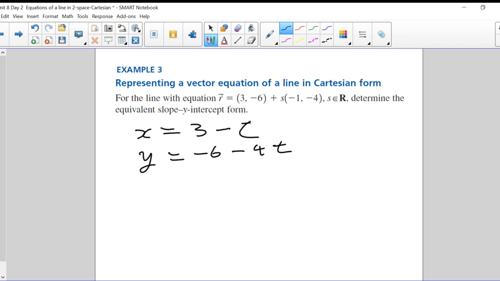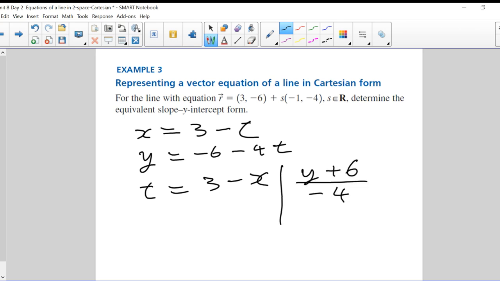All right, and then I'm going to isolate the t. So that means that t, if I add t onto that side, is equal to, let's just say 3 minus x. I'm adding the t to one side and subtracting the x from the other. And in the second case, I'd have y plus 6 being divided by minus 4. Hopefully I haven't lost anybody there. All I've done is isolate the t for both of these.